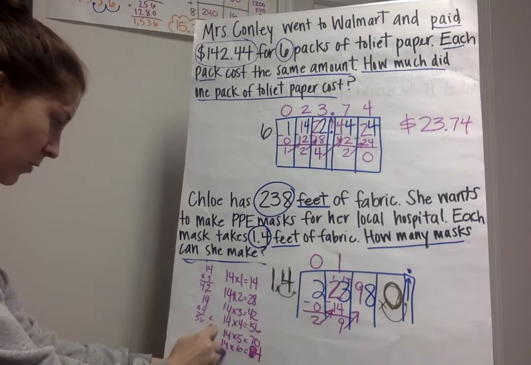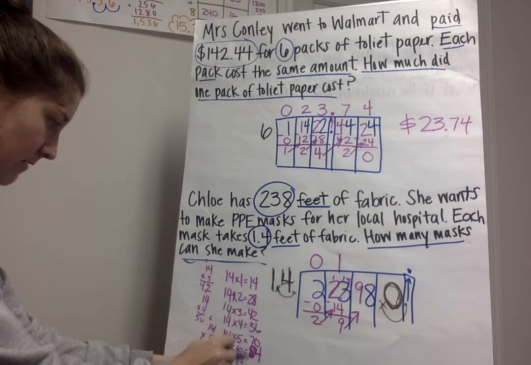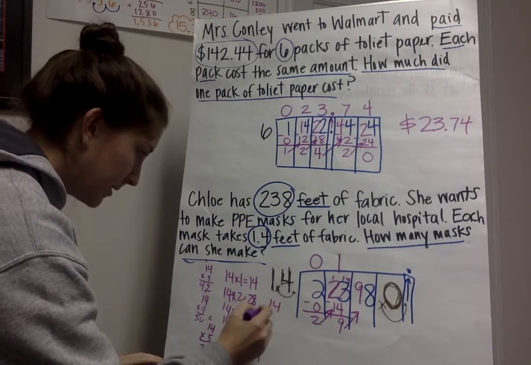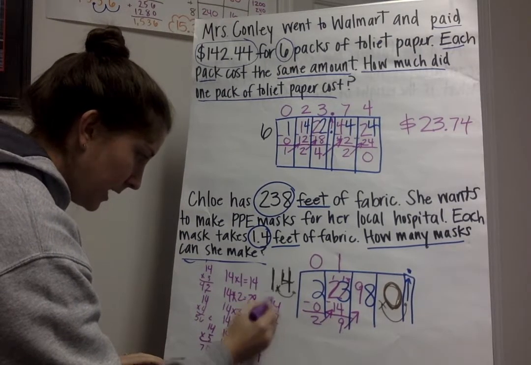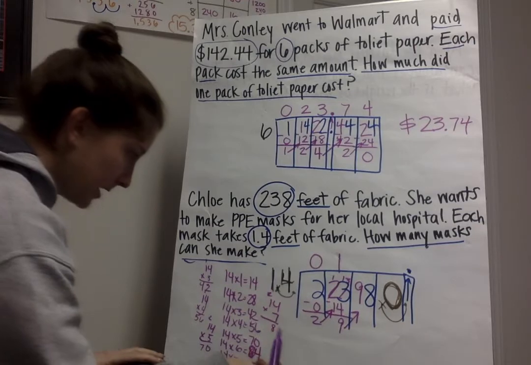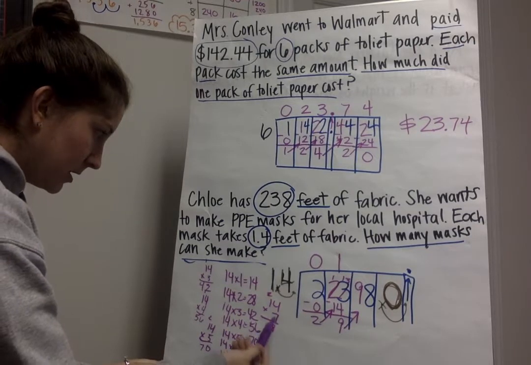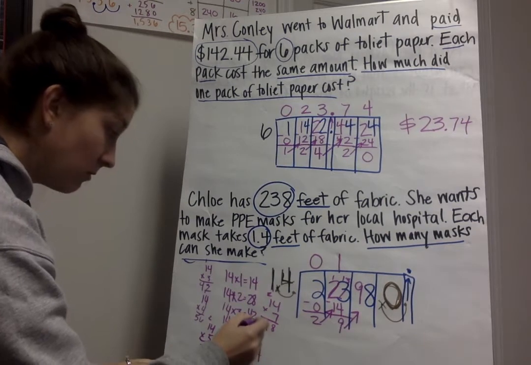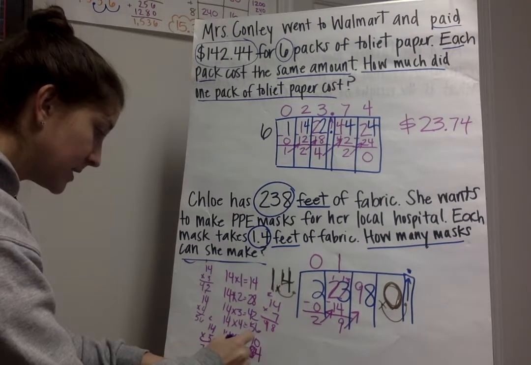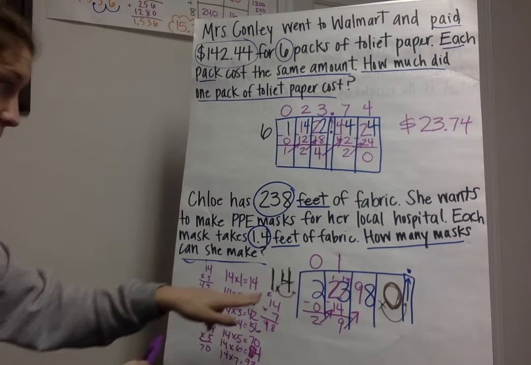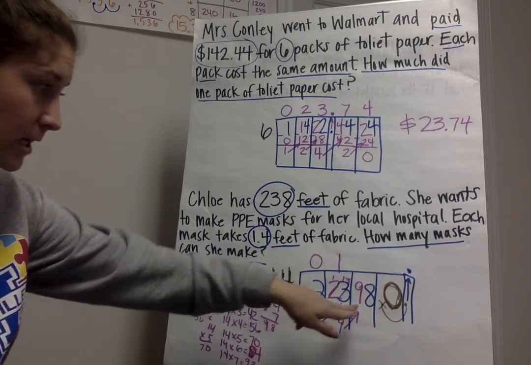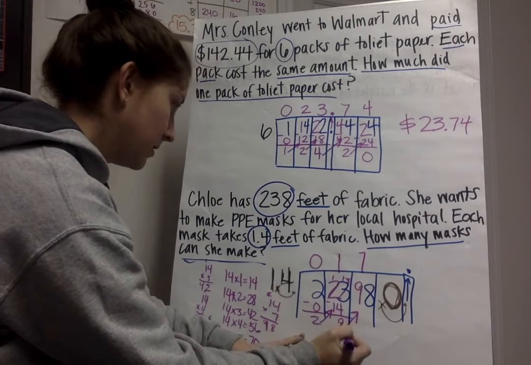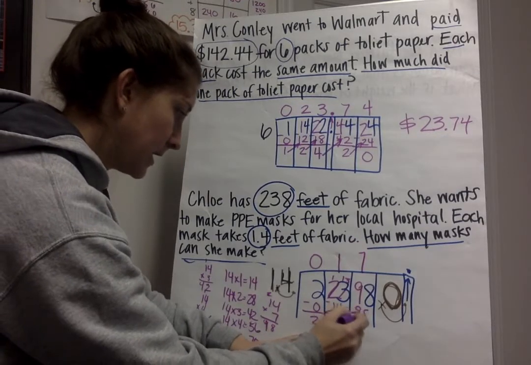So then one more, let's see, 14 times 7. I'm going to have to work that one out because I don't know it. 28, carry my 2 up. 7 times 1 is 7, plus 2 is 9. Oh, okay, so 14 times 7 is 98. So 14 can go into 98 7 times. So 7 times 14 is 98.